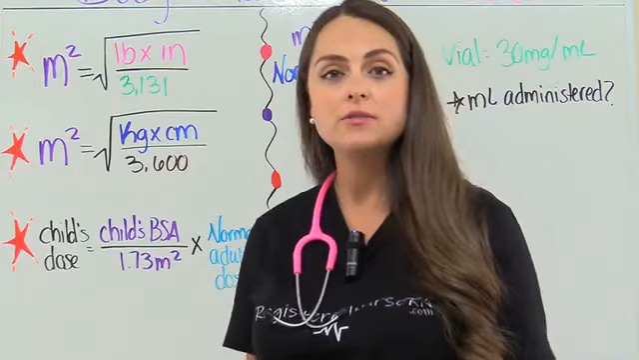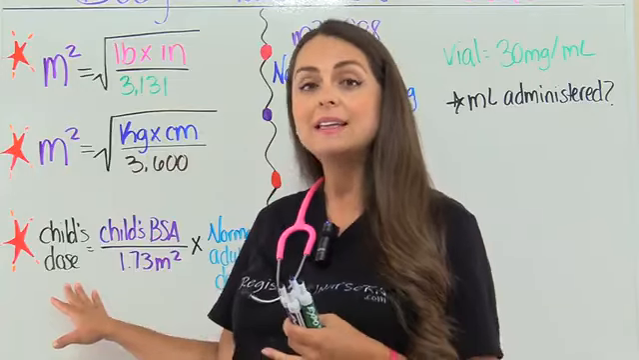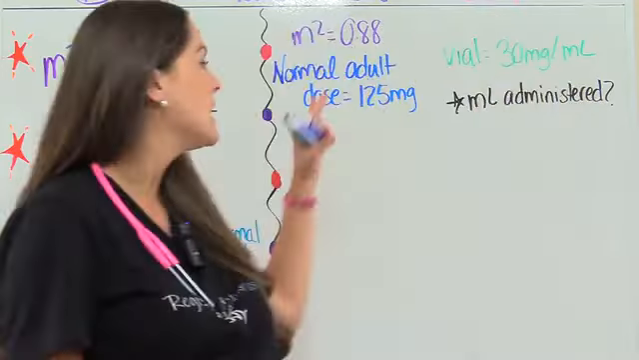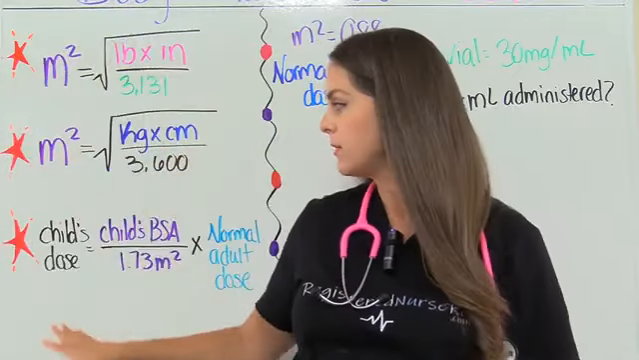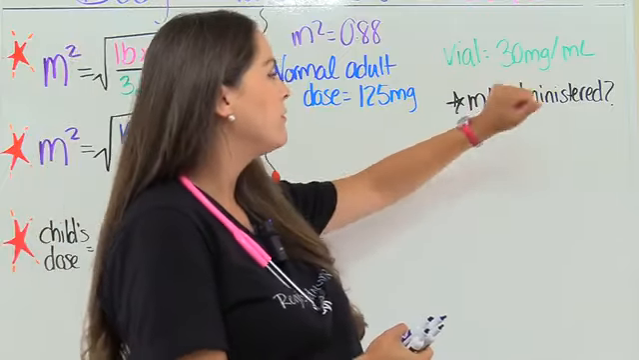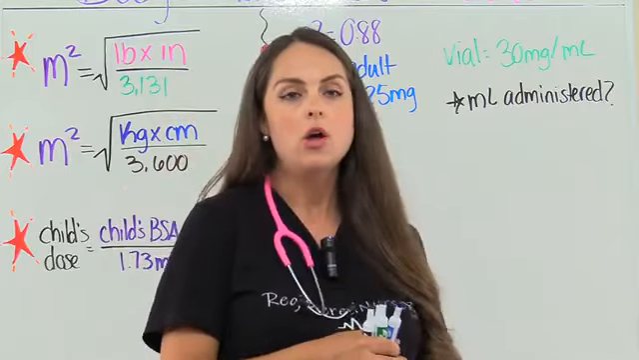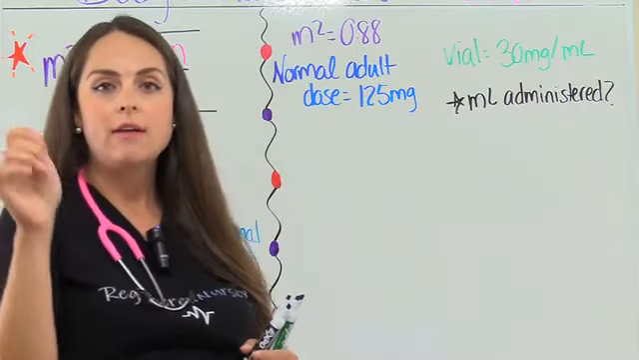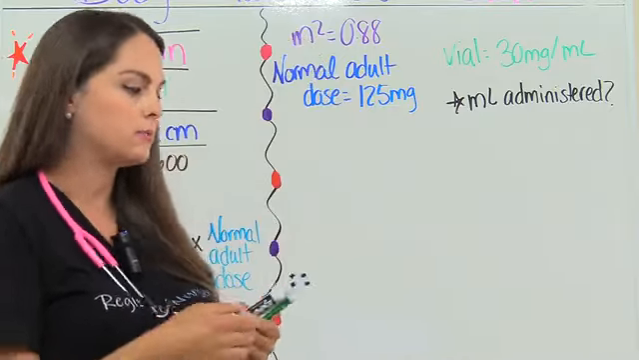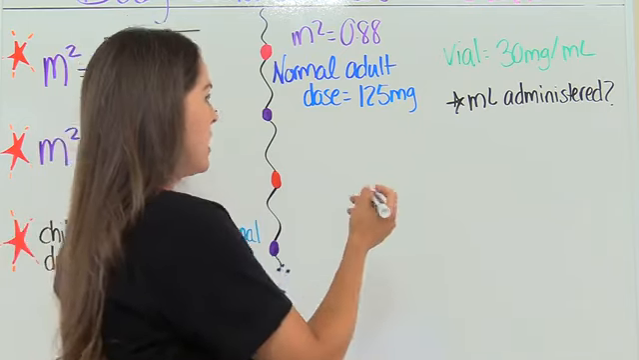So this problem is a two-step problem. We're going to use this formula here to figure out the child's dose. Luckily, we don't have to figure out the body surface area that is already given to us. And then we have to take what we've calculated with this child's dose and plug it into solving for how many milliliters we're going to administer based on what we're supplied with. We have a vial that says for every ml you're drawing up, there's 30 milligrams in it. So we're going to see how many mLs we actually have to draw up based on that child's dose. So let's solve for the child's dose.